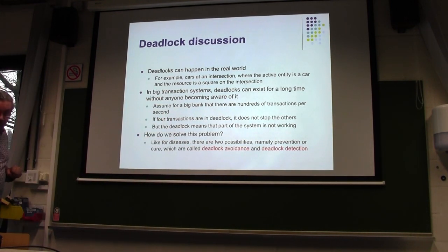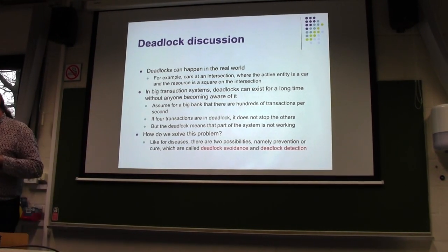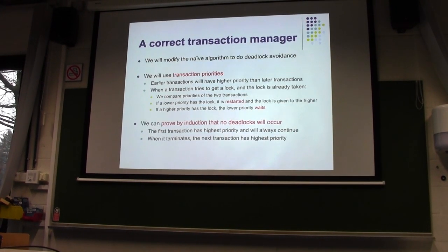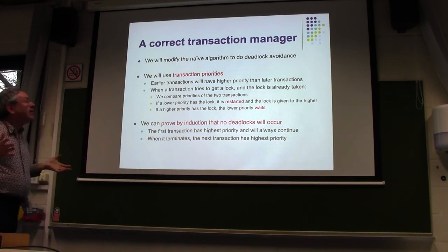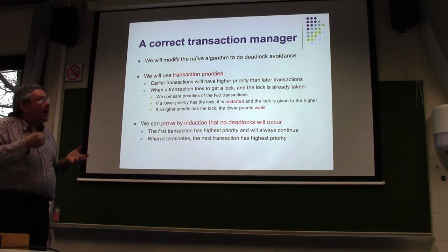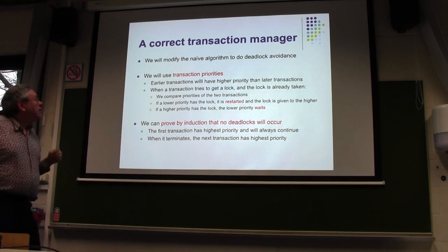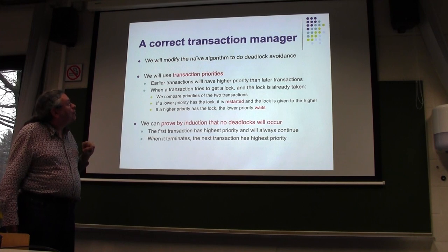So we're going to do something now, and I'm going to show you a deadlock avoidance algorithm, okay? Deadlock avoidance, and we're going to use priorities for this. So we have to add some asymmetry, yeah? We have this symmetrical situation, which cannot happen. So let's modify our naive algorithm so that it will never create a cycle. And how do we do that? Well, we give the transactions priorities. We say earlier transactions have higher priority than later ones, so it's not symmetric.